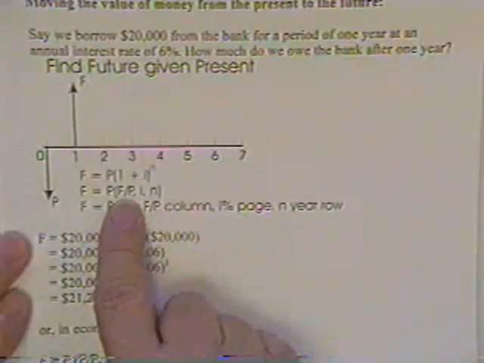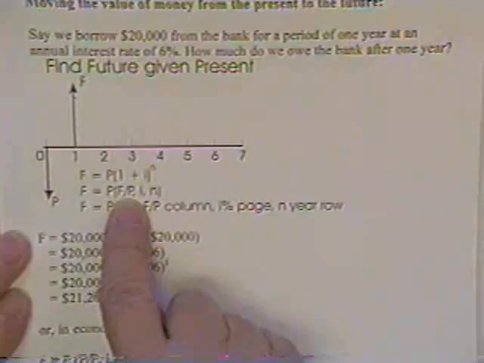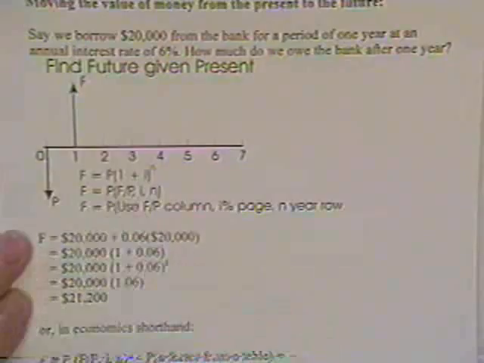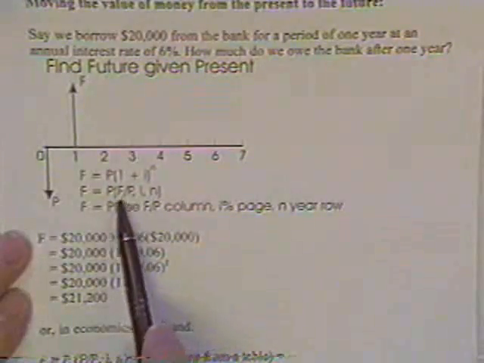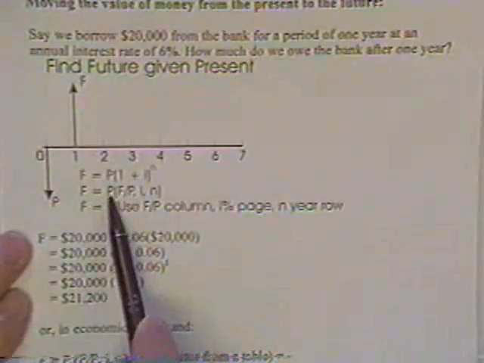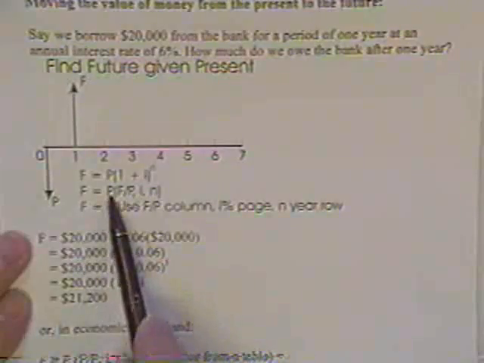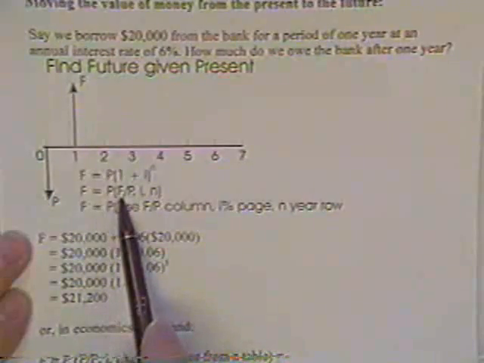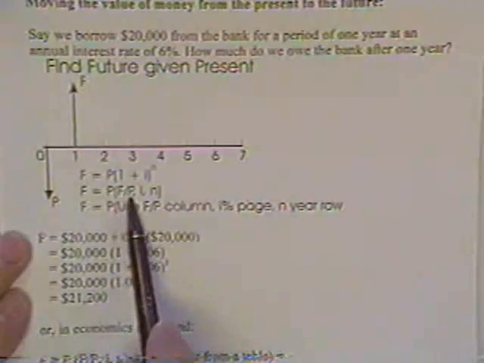These tables will depend on which column you use. There are numerous columns in each table. We want the column which will be labeled F over P. An interesting choice of column name, because you'll notice that if you want to take a present value and change it into a future value, common mathematical operations might say multiply it times the ratio of F over P. Now this is not necessarily what it is, but this is the way it looks.